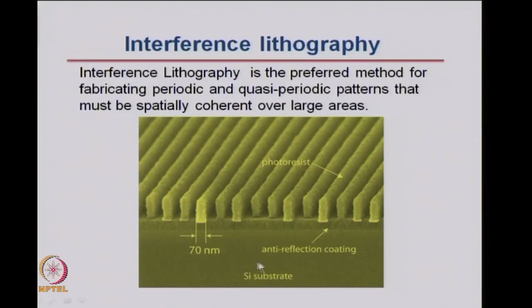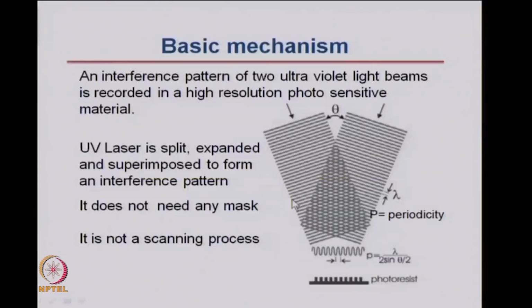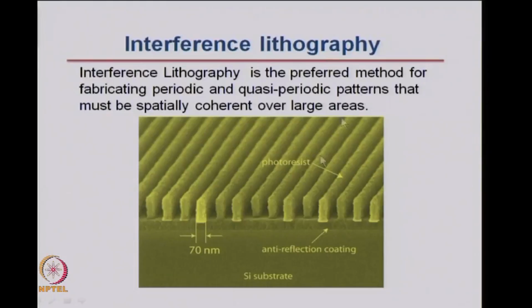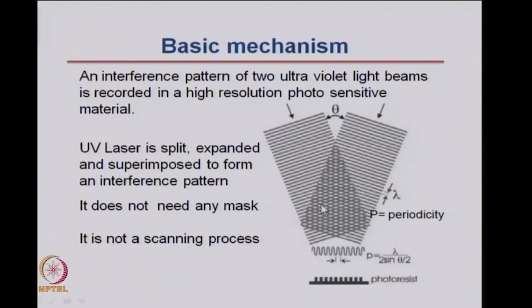Here you can see that you have a silicon substrate on which you have an anti reflection coating, and then you have the photoresist. You can have a negative photoresist or a positive photoresist, and accordingly you can get the patterns on top of them. The basic mechanism of interference lithography is that you make an interference pattern between two light beams. If you choose ultraviolet or UV light, then you have two beams of UV light. This is one beam and this is another beam, and they are tilted at an angle theta.